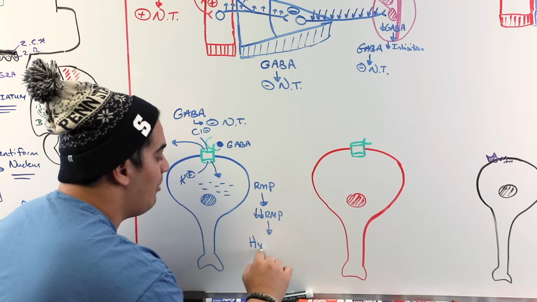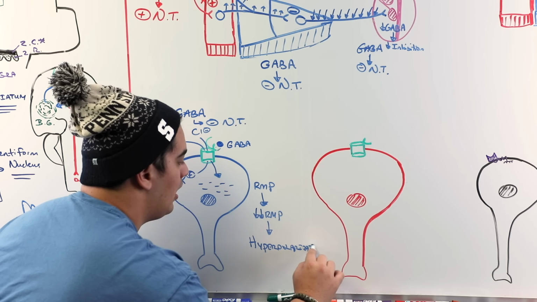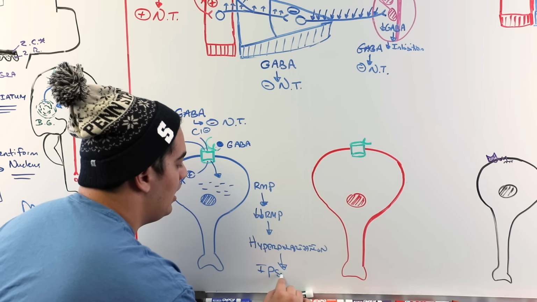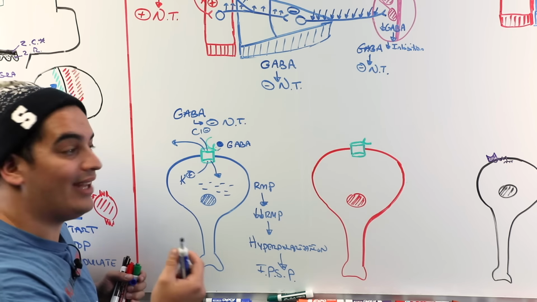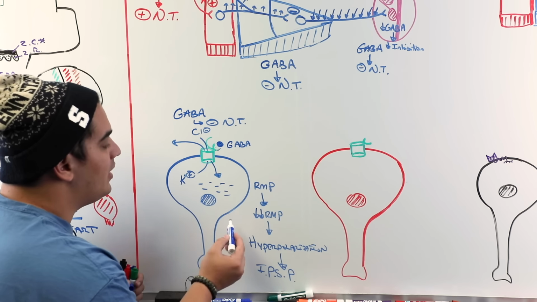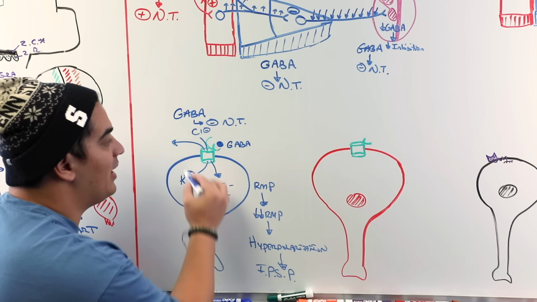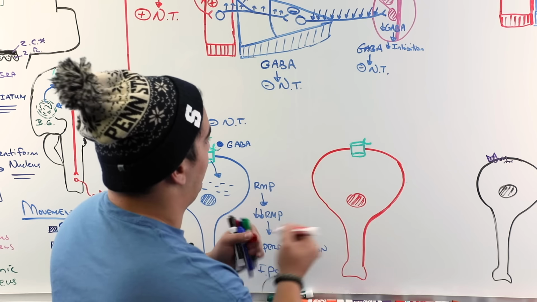It's called hyperpolarization. And this type of hyperpolarization is actually called an IPSP, an inhibitory postsynaptic potential. So that is how this does that. And so there's going to be no actual potentials carried down this neuron because of how GABA works. In the same way, we talked about glutamate.